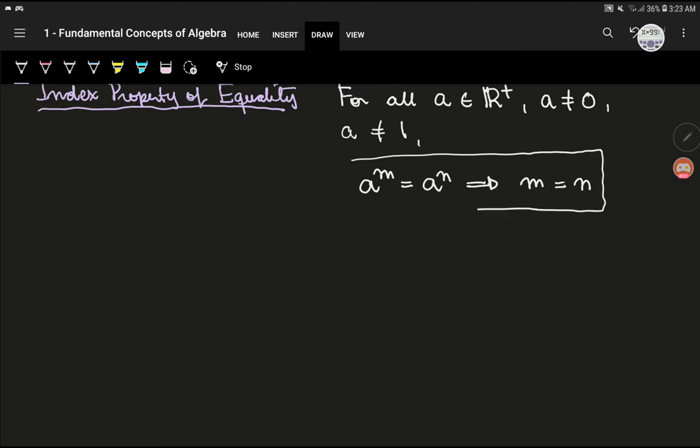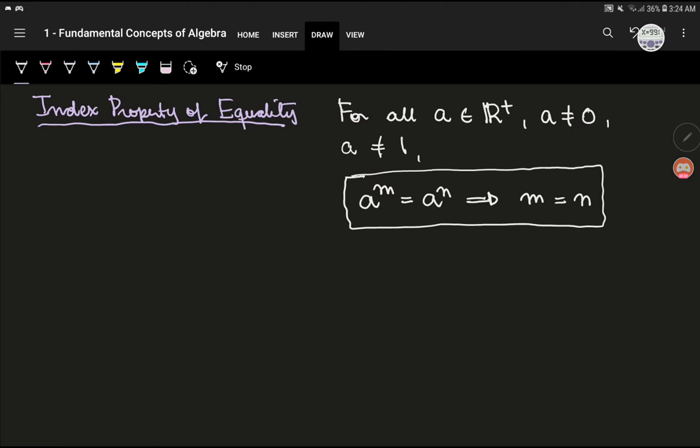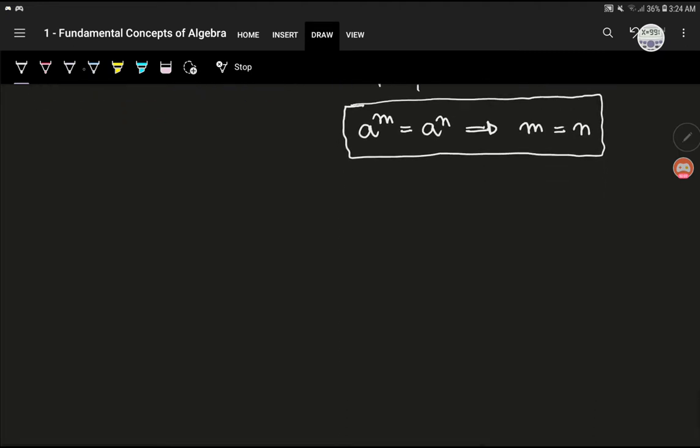The index property of equality is useful to solve equations where the index is unknown. This means that in the question we want to find what the index is.